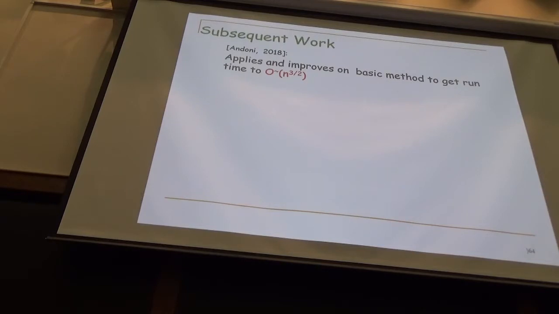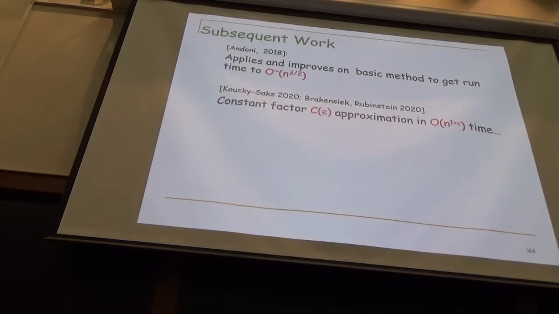So then there was subsequent work of Andoni, applies and improves on the basic method to get runtime order n to the 3 halves. And then this recent work I mentioned that you get a constant factor approximation in n to the 1 plus epsilon time. But it's only on inputs whose edit distance is nearly linear. Which should be the hard case, as I said.